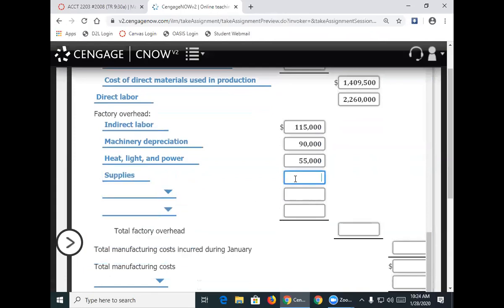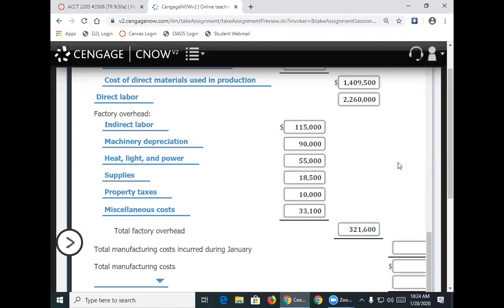Supplies, and these would be factory supplies, 18,500. Property taxes on the factory, 10,000. And miscellaneous costs, 33,100. So again, we already added all those up. That's the 321,600.